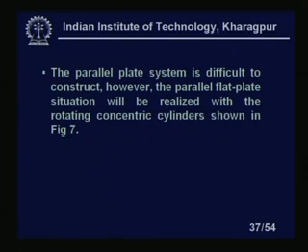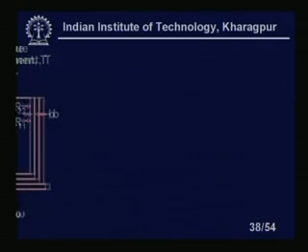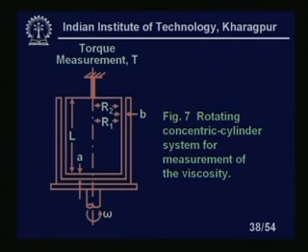The parallel flat plate situation can be realized with rotating concentric cylinders as shown in the figure. The inner cylinder is stationary and attached to the torque measuring device, while the outer cylinder is driven by a motor at a constant angular velocity omega. You see the inner cylinder is stationary and this outer cylinder with a shaft is connected to a motor, it is rotating at a constant angular velocity of omega, right. This is the shaft. Now, the torque on this shaft will be measured, right.